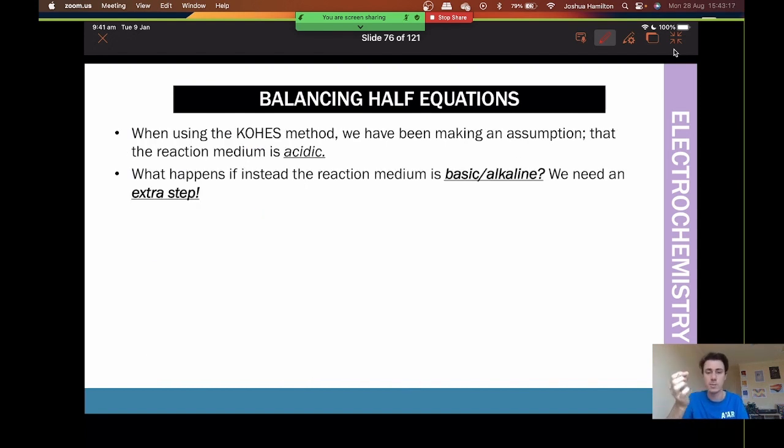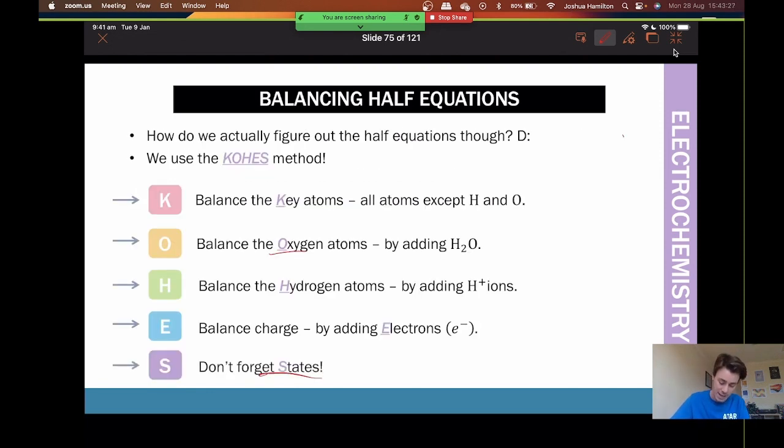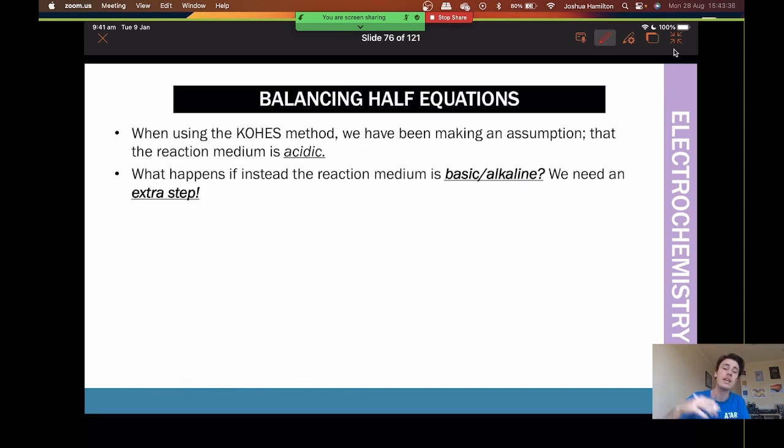So when using the Coe's method, we have been making an assumption that the reaction medium is acidic as well, is also sort of the next point. So remembering that this has H pluses. H pluses, in a sense, reduce your pH, and therefore you are in an acidic environment. This is acidity. If you're going to use that method, you are assuming we are acidic. That is the basis of it.